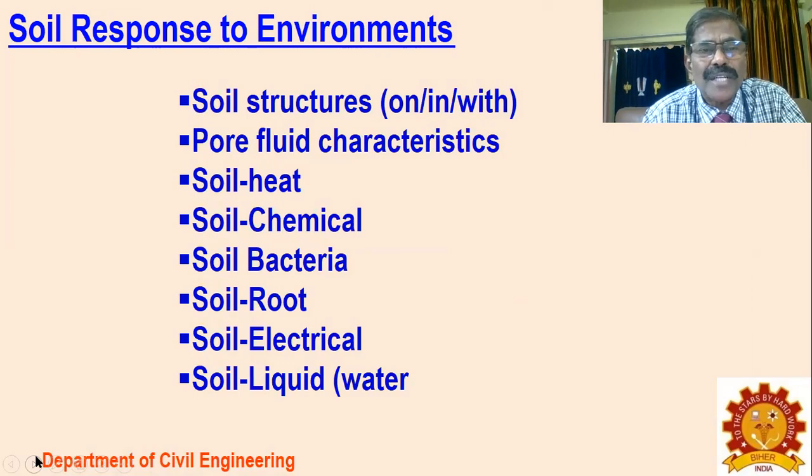Soil response to environment: soil structure, then pore fluid character, soil heat, soil chemistry, bacteria, roots, electrical, liquid, and water. So these are the things by which, environment-wise, you can protect the soil. You avoid chemicals entering the soil, you avoid bacteria, you avoid fertilizer entering the soil, which will spoil the soil character. Then if you set off a nuclear blast inside the earth, you generate a lot of heat and you spoil the soil characteristics. With pore fluid, all your waste penetrates into the underground soil.